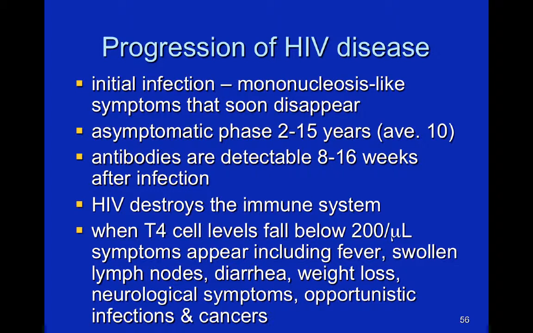In the secondary stage you see a lot of common cases of oral thrush, so persistent yeast infections of the mouth. And then in that last stage you see the T4 cell levels fall to a ridiculously low amount, and this is when you start to see all of those opportunistic infections. As far as early on, antibodies are actually detectable 8 to 16 weeks after infection, and then it may progress into that latent stage.